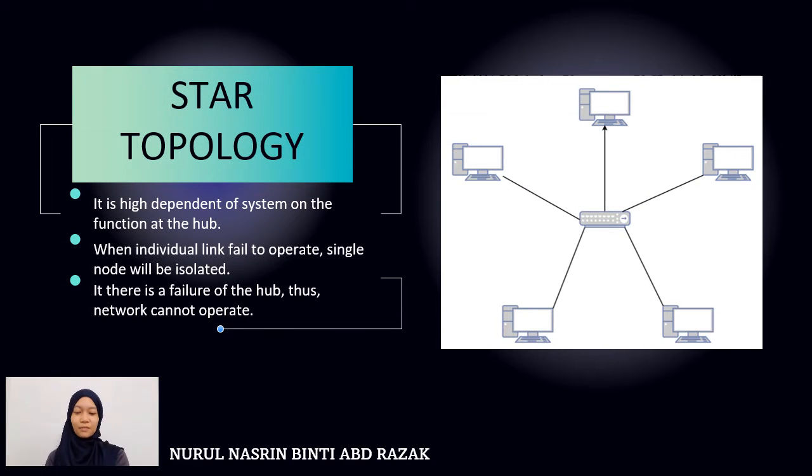The primary disadvantage of the star topology is that the system works highly dependent on the function of the hub at the center. When any link fails to operate, a single node will be isolated. If there is a failure of the hub, the network cannot operate and all the nodes are isolated.